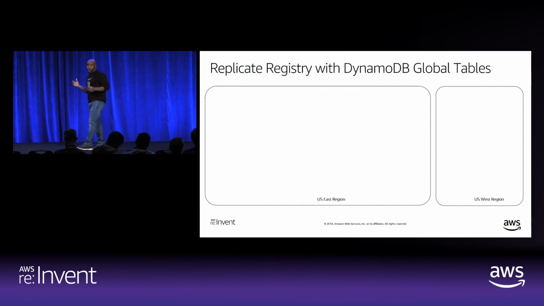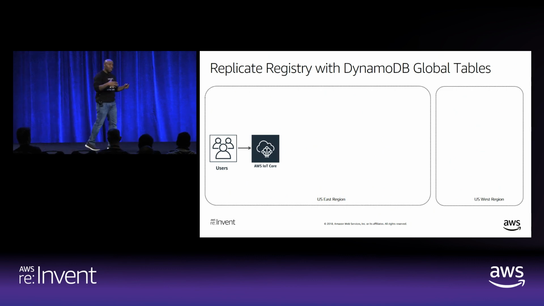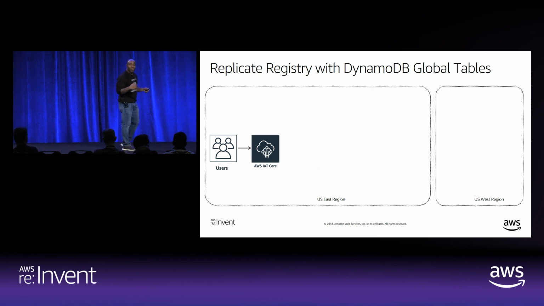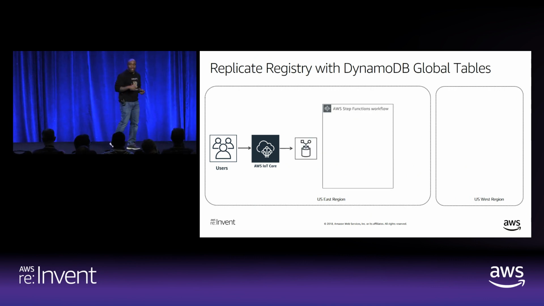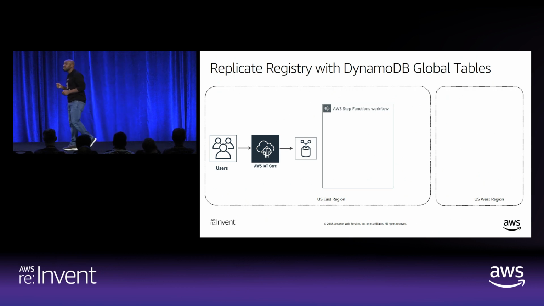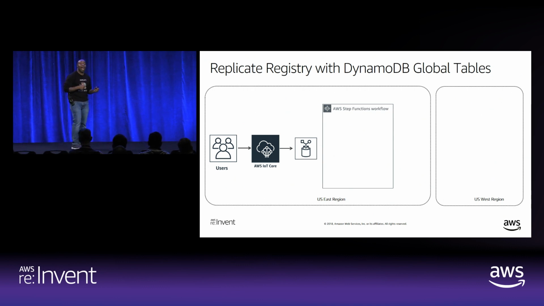So what does it mean for our multi-region replication? We need to replicate our registry from one place to another. In this case, our users, our administrators are going to be operating against, let's say, the control plane of AWS IoT. Every single time they make a change against AWS IoT, we're going to trigger a Step Functions workflow. We trigger Step Functions because we want to do a bunch of sanity checks. If I'm doing active passive, I need to go, is this my active region, or do I need to send it to my passive region?